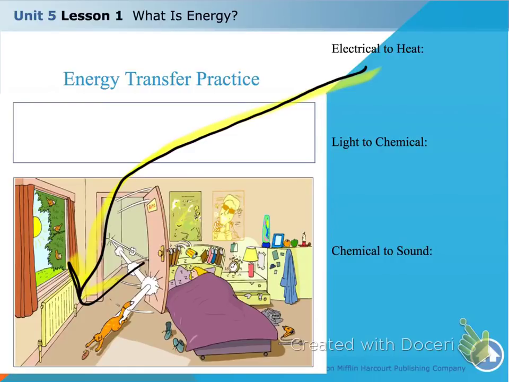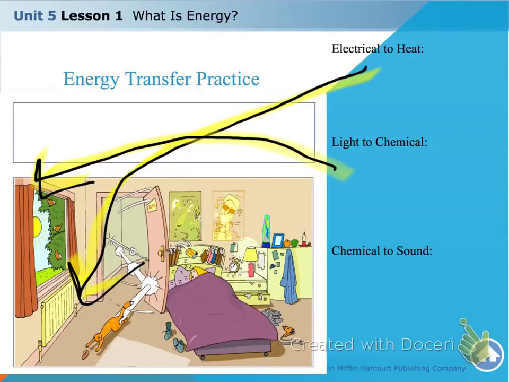Light to chemical. A good example of that would be over here, your sunshine. We talked about in the last one how light from the sun helps vegetables and crops and grass and trees grow. So that would be light to chemical.